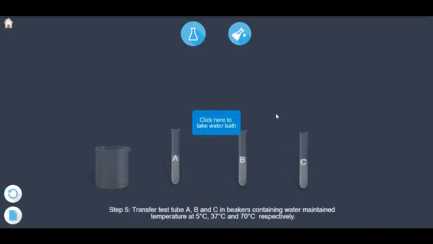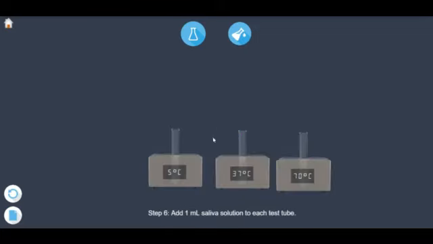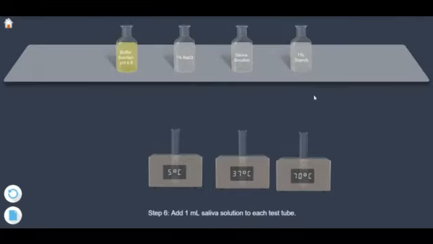Step 5. Transfer test tube A into a beaker containing ice water. Maintain the temperature at 5 degrees centigrade. And transfer test tube B to another beaker containing water where the temperature is maintained at 37 degrees centigrade. And test tube C to another beaker containing water where the temperature is maintained at 70 degrees centigrade throughout the experiment. Step 6. Add 1 ml saliva solution to each test tube.